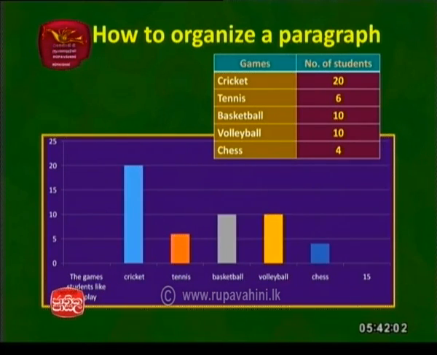Now the same information you can see we have taken into a graph here, right? On the vertical axis you can see the number of students, and on the horizontal line you can see the games: cricket, tennis, basketball, volleyball, chess. Now here it is obvious what is more, what is less, what is equal, and then we have to compare. Okay, let us see. Right.